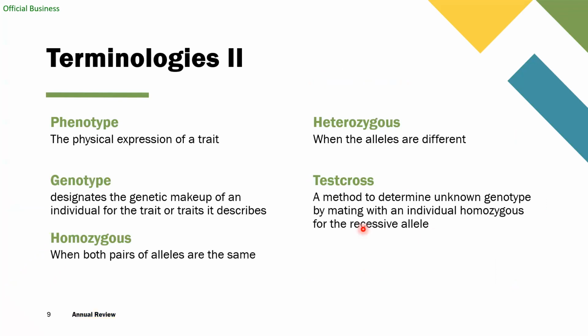And the test cross is a method to determine an unknown genotype by mating with an individual homozygous for the recessive allele. Because genotype determines the alleles for the gene that we have. And because of the presence of recessive alleles, it does not necessarily mean that whatever you show on the outside, which is basically your phenotype, is the same as your genotype. So we must have this test cross method to determine if you have a recessive allele that is being masked, because it doesn't show in your physical form.